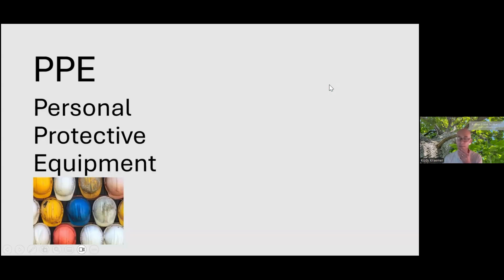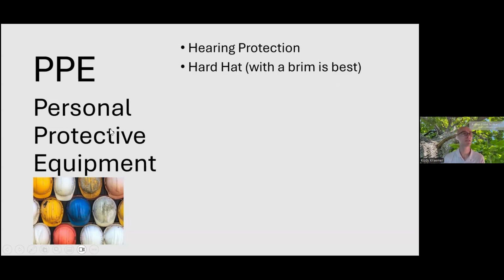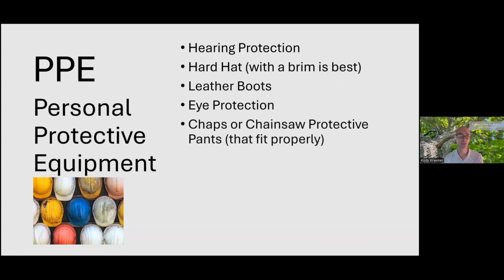Let's talk a little bit about PPE. We need to have hearing protection. We need to have a hard hat. We need to have leather boots, eye protection, and chaps or chainsaw protective pants.